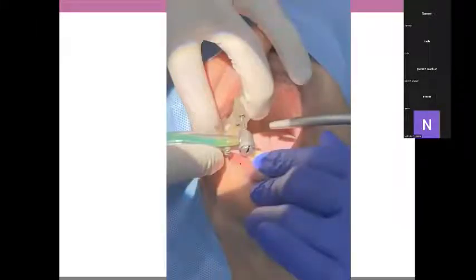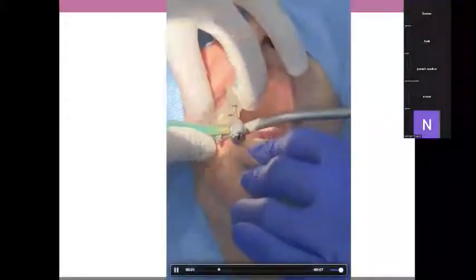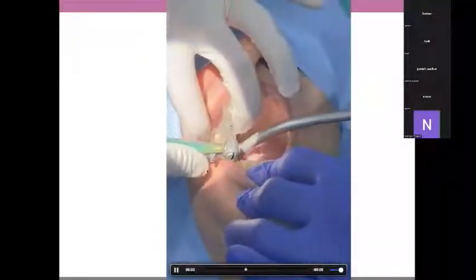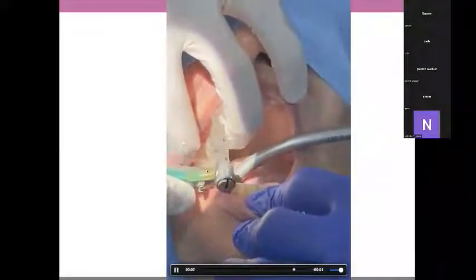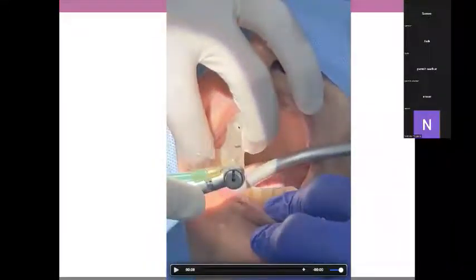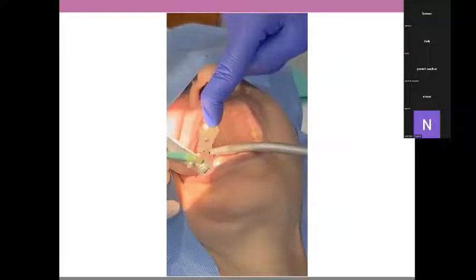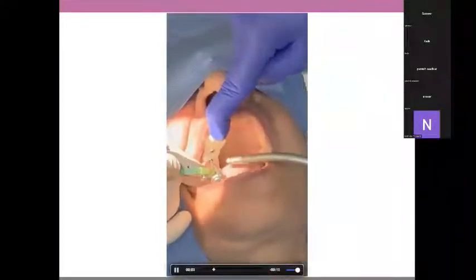Now it's just a small video of how a CT guided procedure is done. You can see already the guide is in place. You just go with your sequential drilling. You see that this sleeve here will not allow us to go beyond a particular depth. And then you go ahead and do drilling for the adjacent teeth.